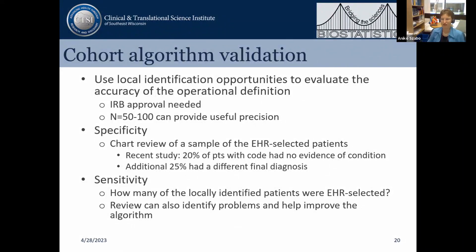There was no evidence that anybody was thinking of that. And then when further looking, an additional 25% actually had a different final diagnosis. So it was just a code, a kind of tentative diagnosis, but then further investigations found that the patient did not actually have that condition.